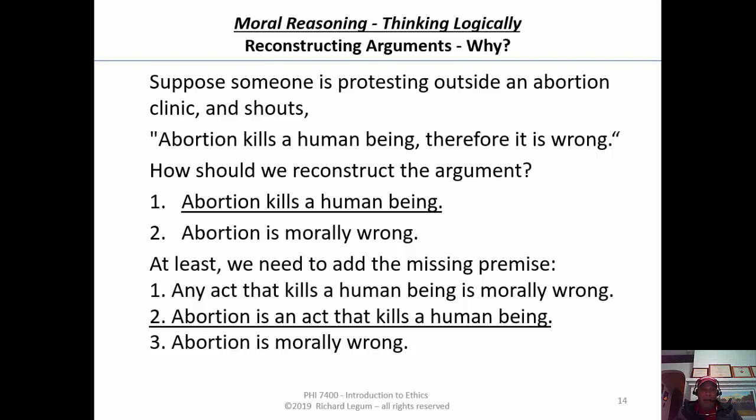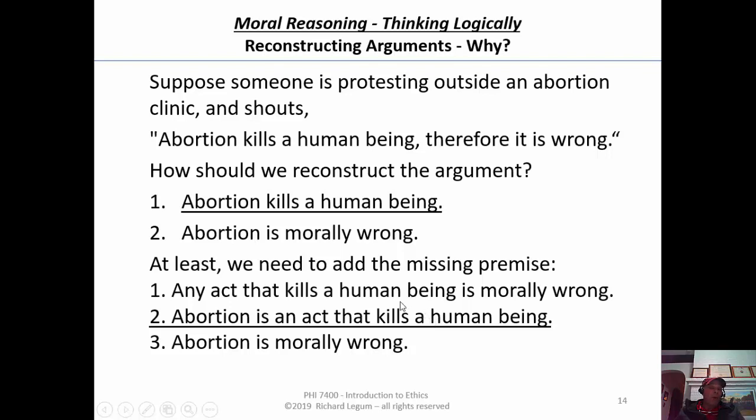So we're going to go back and change that first premise. You couldn't see where I was pointing with my finger. We're going to change that first premise and right over here add an innocent human being to it. Okay. Now, any act that kills an innocent human being is morally wrong. Abortion is an act that kills a human being. Therefore, abortion is morally wrong.